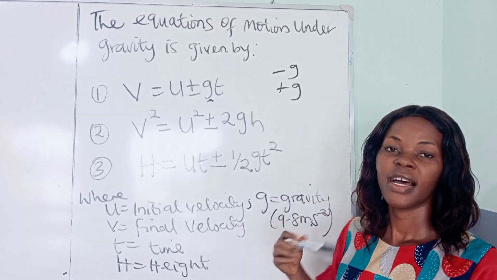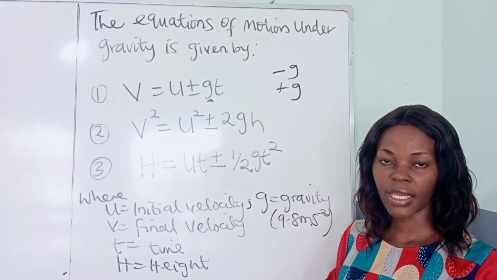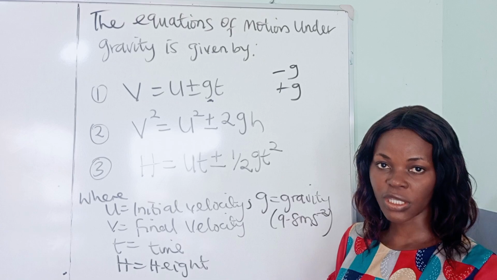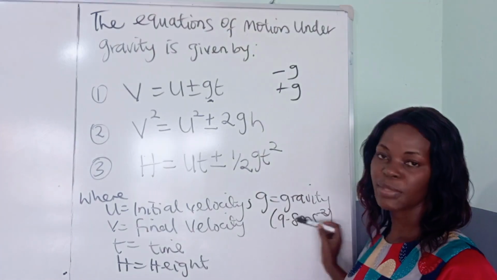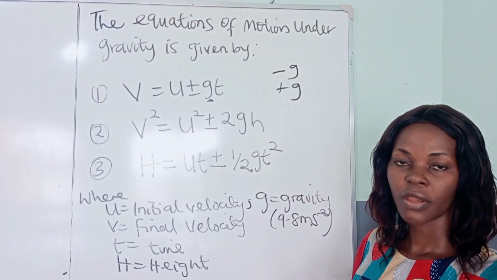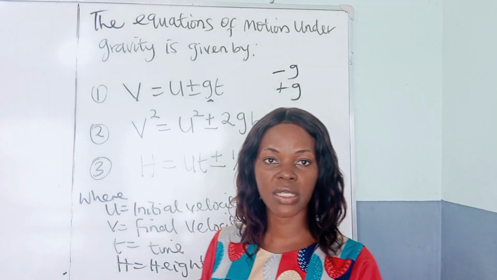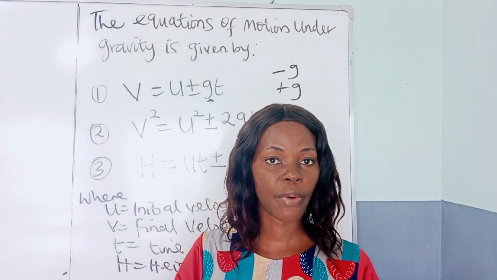Gravity, or we can say acceleration due to gravity, the value is a constant, which is equal to 9.8 meters per second square. All right, let's see how we can use these equations to solve problems.